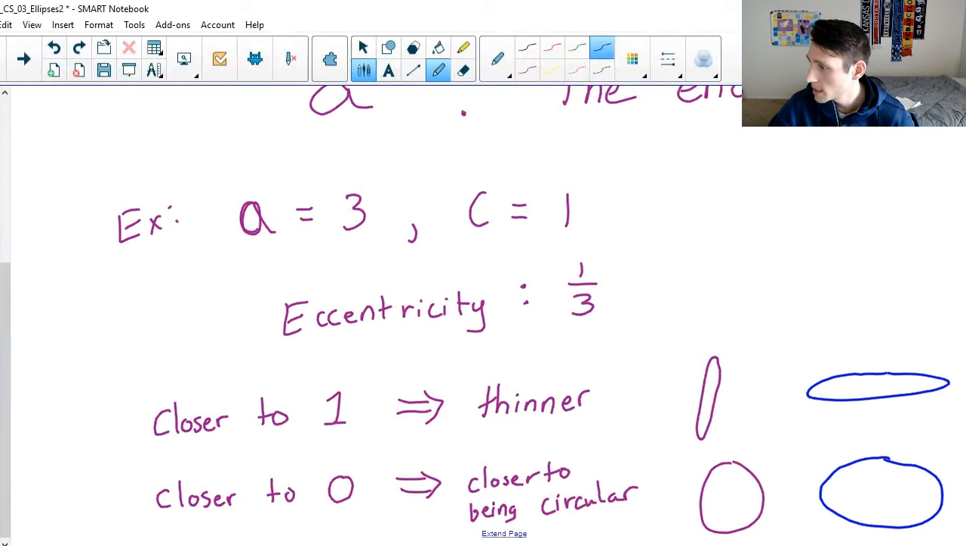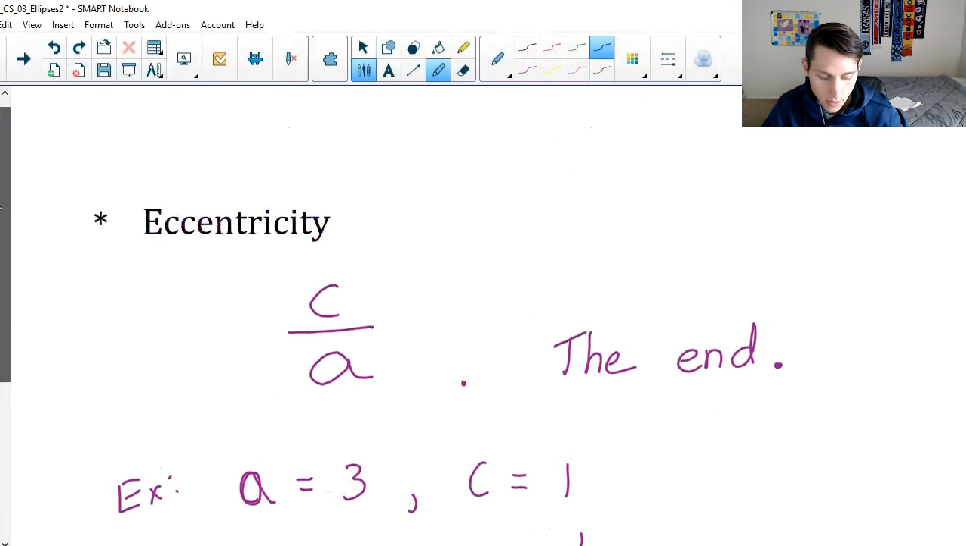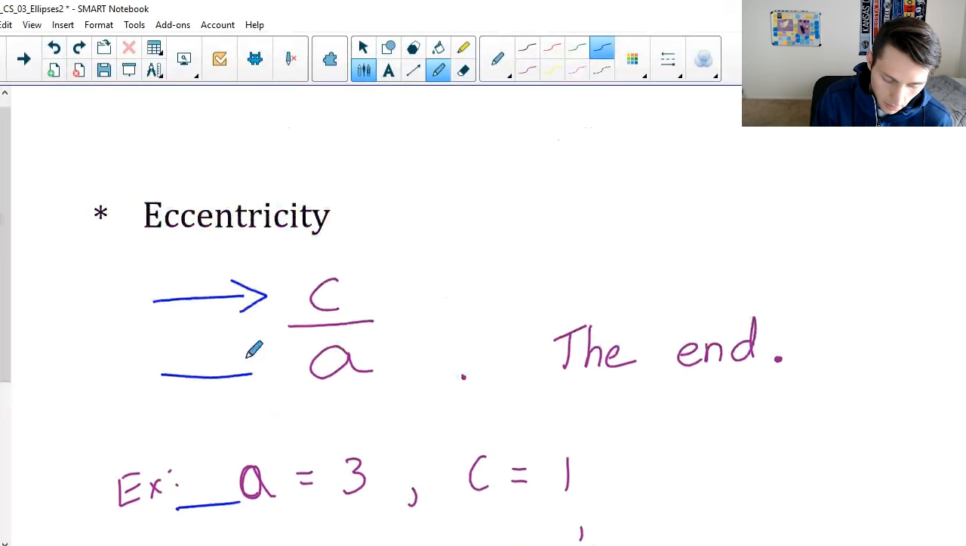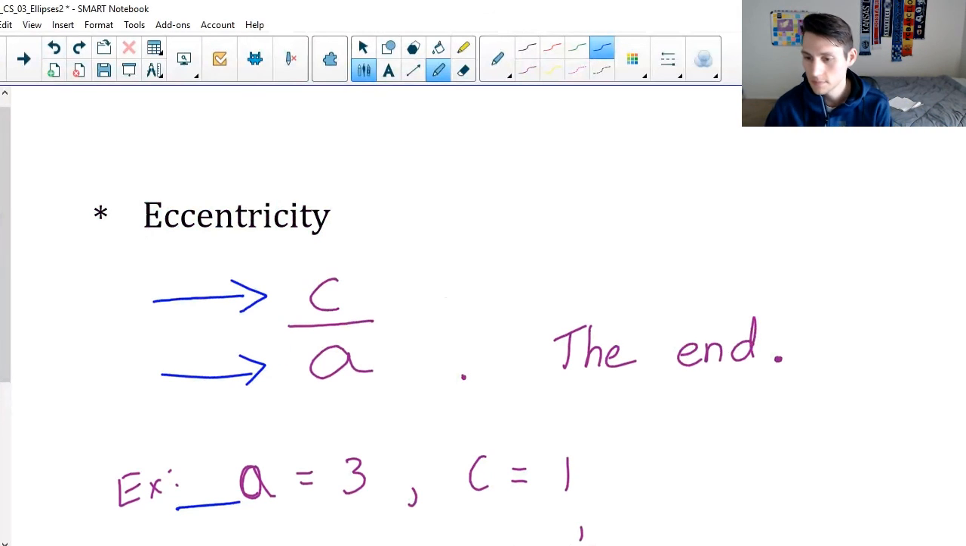Nice. Okay, so that's eccentricity. You might encounter on a PFA that it asks you what is the eccentricity. So literally you'll have to figure out what C is, and you have to figure out what A is, and then you just divide them. That's it.